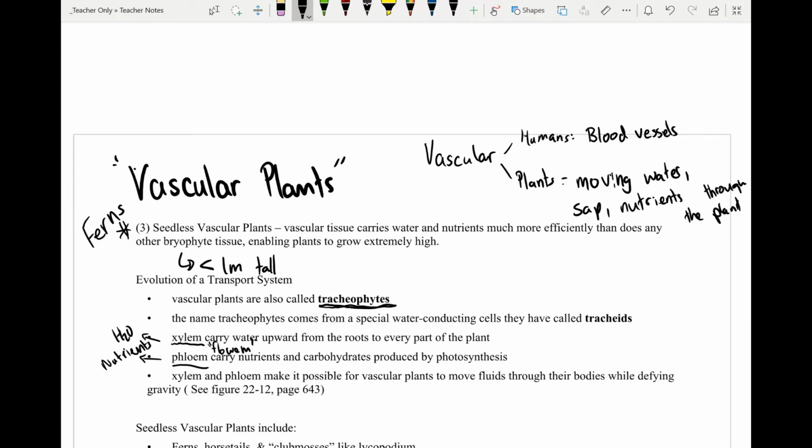Now, the xylem and the phloem make it possible for vascular plants to move fluids through their bodies while defying gravity, and it uses this sort of negative pressure. Now, just as an aside, we can't technically have negative pressure. What is actually happening is there are cohesive forces between water molecules. Part of that video showed how the water pulls on each other. So on top of there being very little pressure near the top of trees and ferns, there's also this sort of attractive force that holds water together.